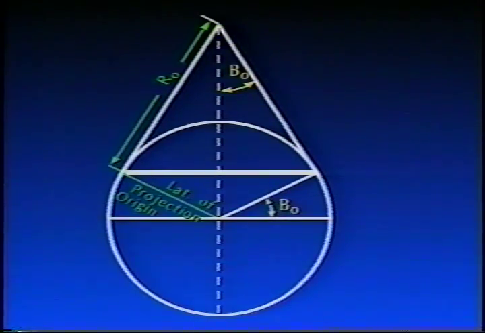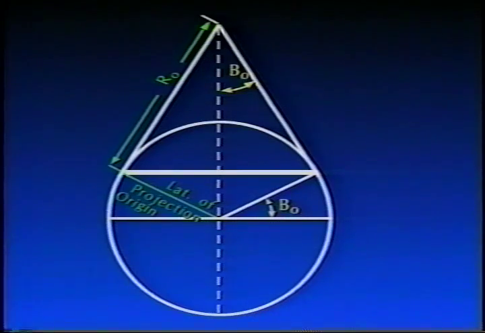Another parallel of latitude occurs between the two standard parallels where the separation between the ellipsoid surface and the cone is greatest. This latitude is nearly midway between the standard parallels, and therefore its name is the central parallel. Its notation is B sub O, representing the latitude of the origin of the projection. Each zone has its own central parallel, a tabled constant for that zone.